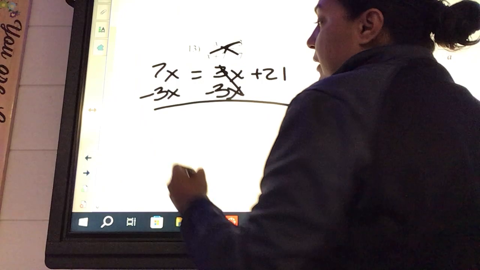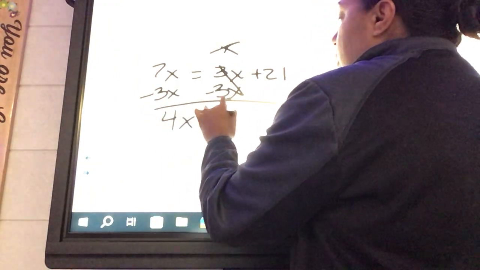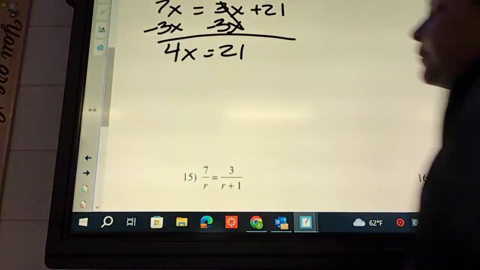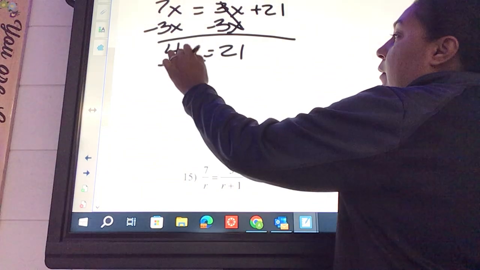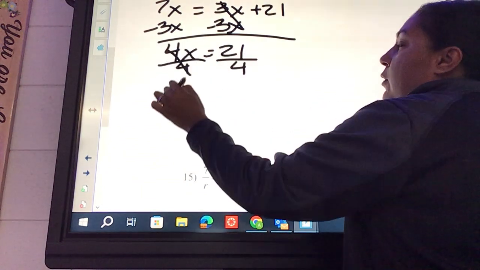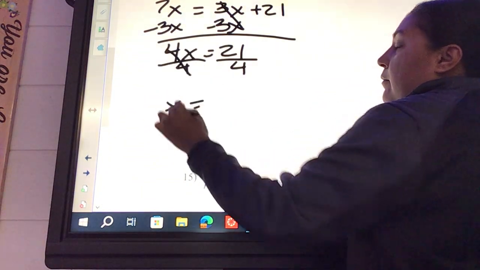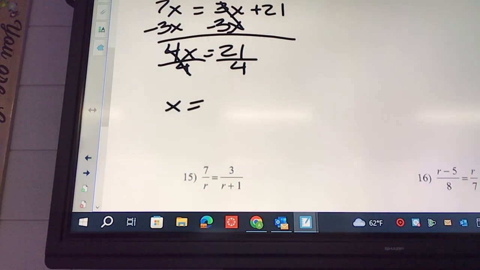Okay, so 7 minus 3 is going to be 4x equals 21. Then what? Divide by 4. What is 21 divided by 4? Yeah. Is it still 21 over 4?